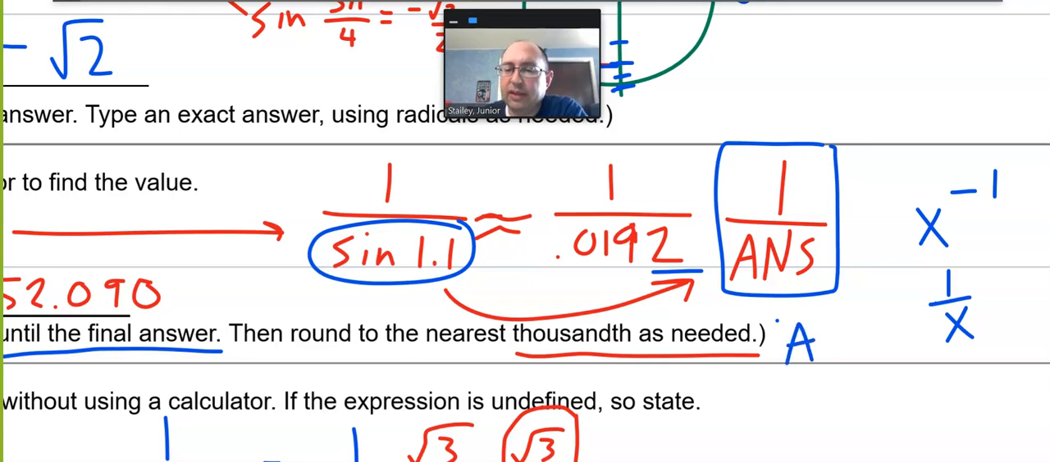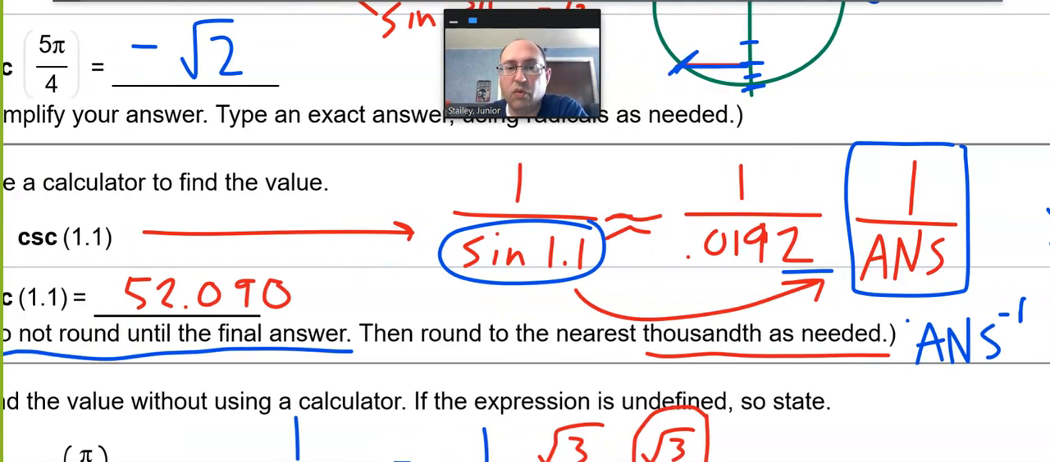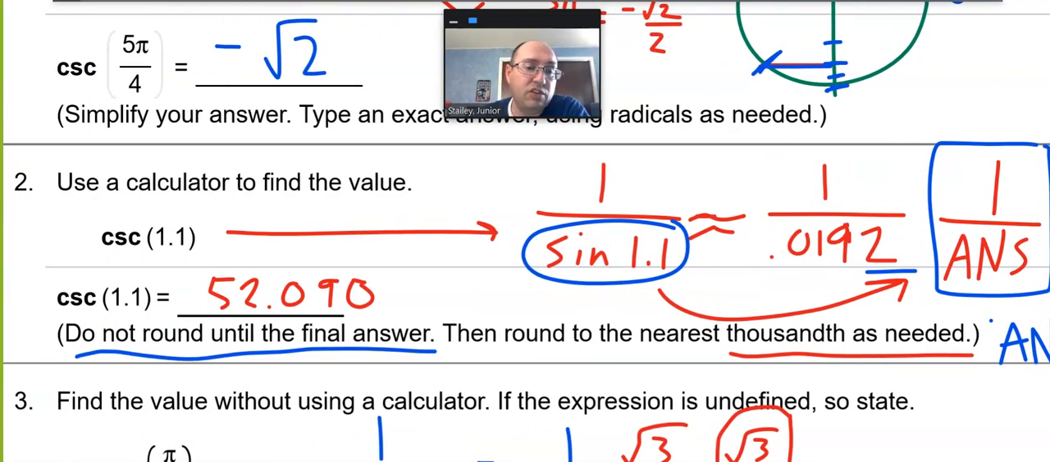And it will do like this. It'll say something like answer to the negative 1. And it will immediately flip it over for you. It takes the reciprocal for you. And then you can round it off.